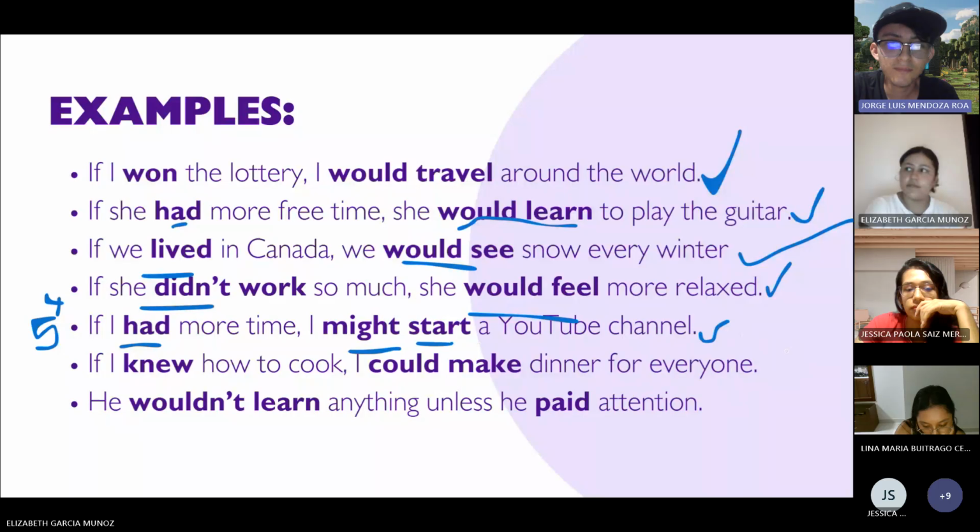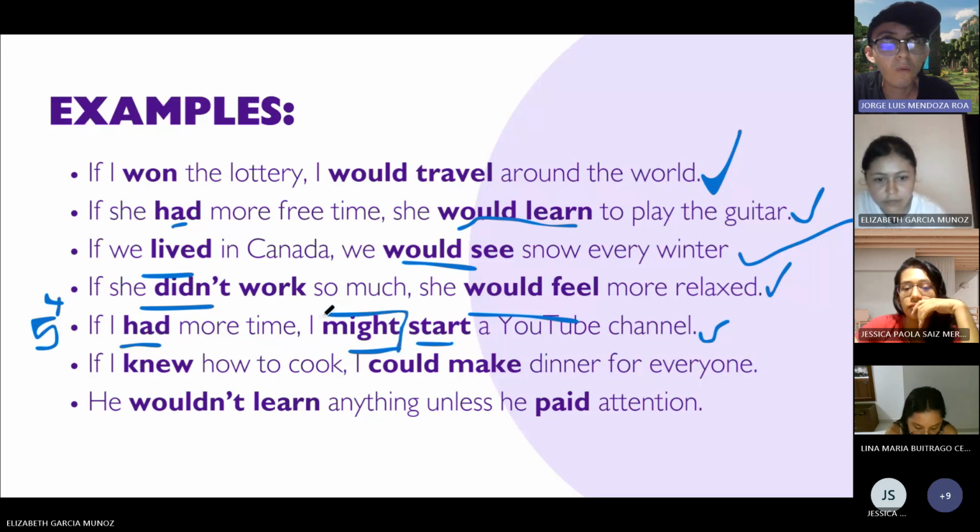Yeah, that's correct. In this part, I need to tell you that with the second conditional, we can use different modal verbs, like for example would, we can use could or might, but the most common one is would. That is when we want to express a wish, because could is more to express a possibility, the same as might.